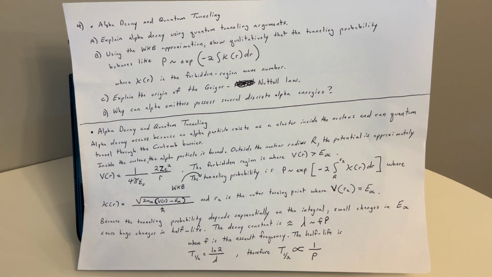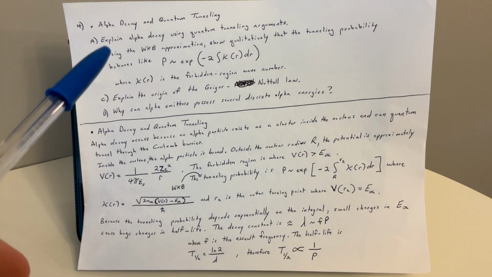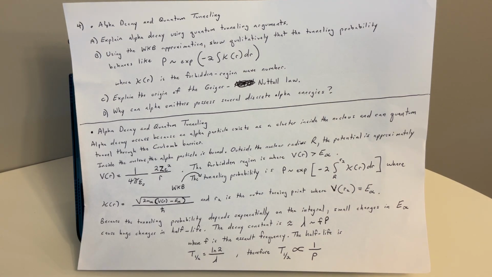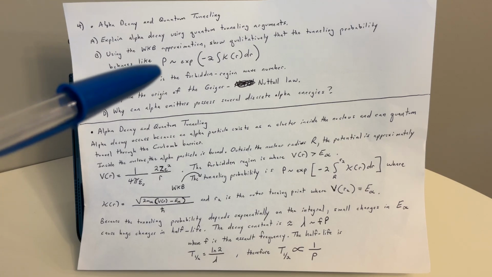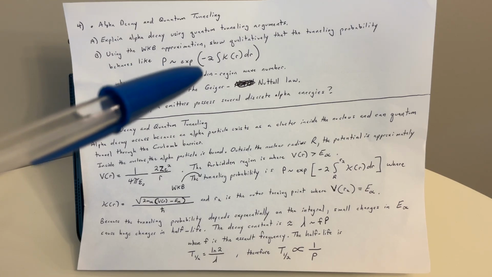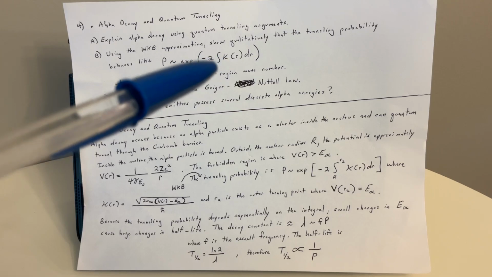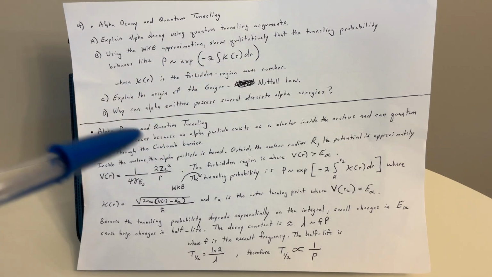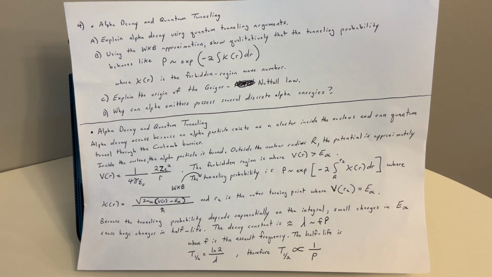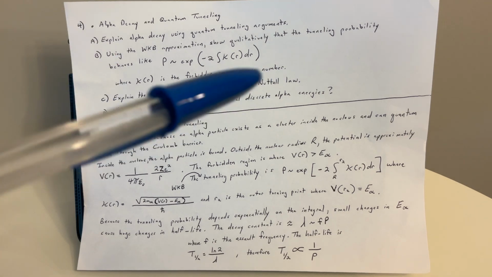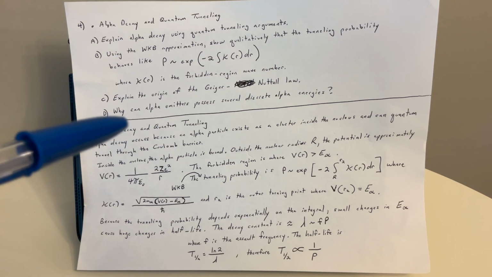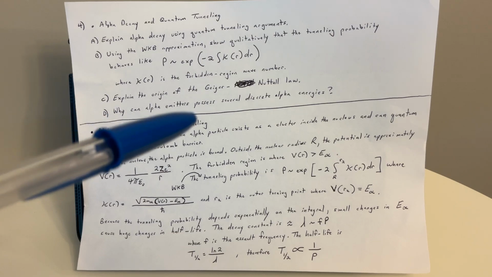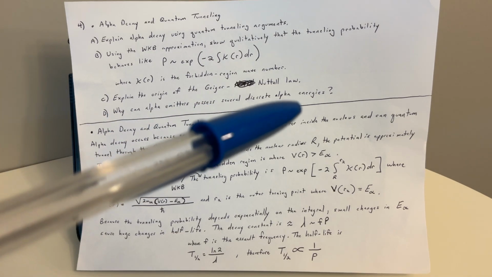Number 4, alpha decay and quantum tunneling. Explain alpha decay using quantum tunneling arguments. Okay, let me read. B, using the WKB approximation, show qualitatively that the tunneling probability behaves like this: P approximates the exponential of negative 2 times the integral of kappa of r dr, where kappa of r is the forbidden region wave number. Explain the origin of the Geiger-Nuttall law. Why can alpha emitters possess several discrete alpha energies?